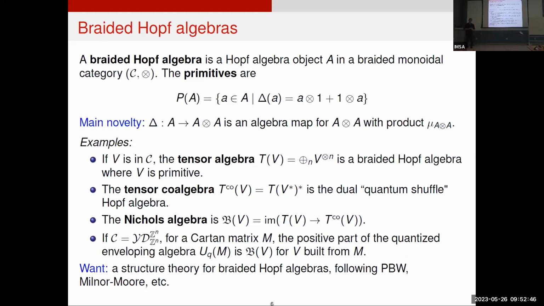So a braided Hopf algebra, which is not a special type of Hopf algebra, but rather a Hopf algebra object in a braided monoidal category. I want to write down the axioms. You know the axioms of a Hopf algebra. Got a product, got a coproduct, got a unit, got a counit. The product and coproduct interact in a certain way, and there's the antipode. If you don't want to worry about the antipode, I'm only really ever going to use the bialgebra structure here.